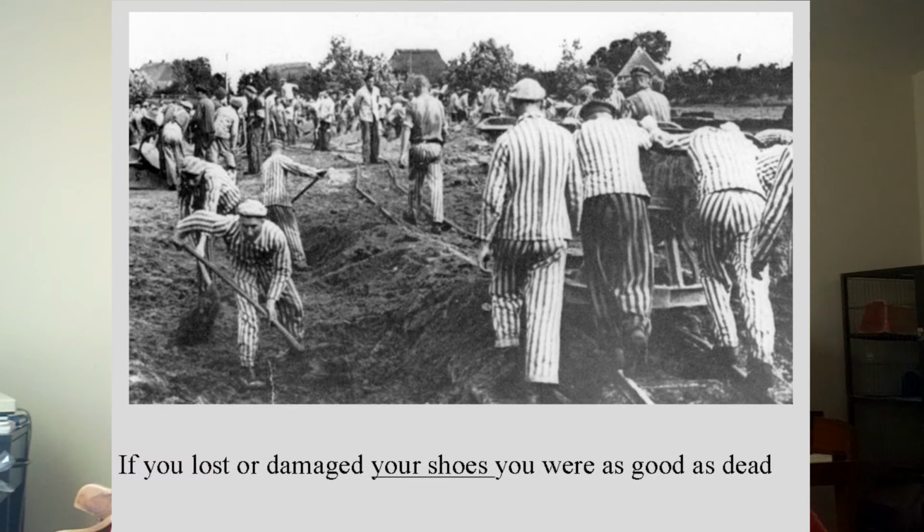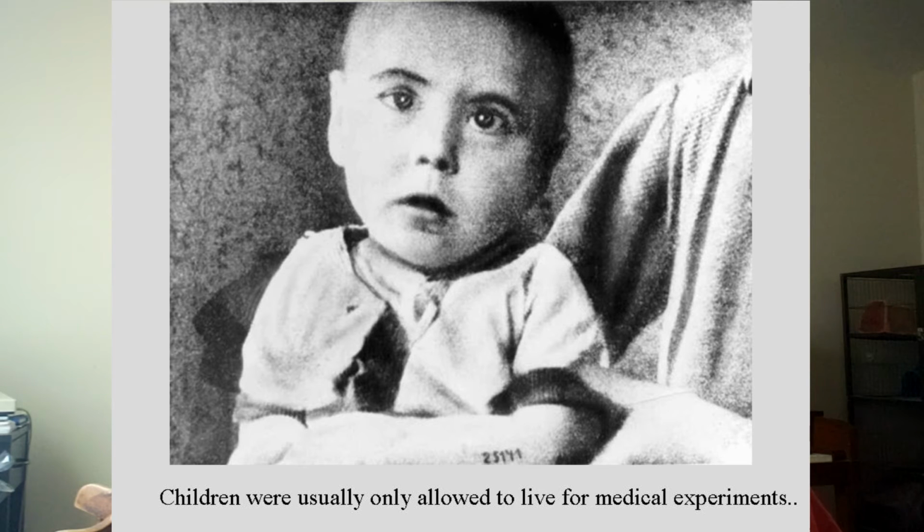Once your feet got blisters or were exposed and you couldn't walk and get out of bed, you were taken away. Now, unfortunately, at many of these camps, the Nazis didn't have a use for children, and the children were usually only allowed to live for medical experiments or other things. You can see a little baby right there with a tattoo on the arm. The tattoo is what was given to your identification. Instead of having you wear a number, they tattooed a number on you for life.